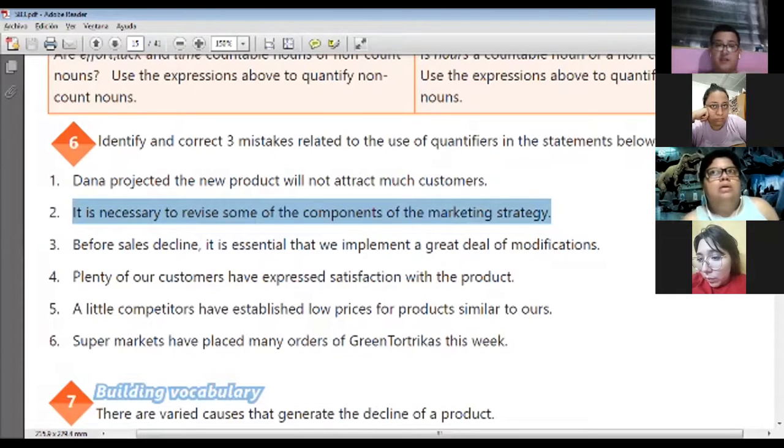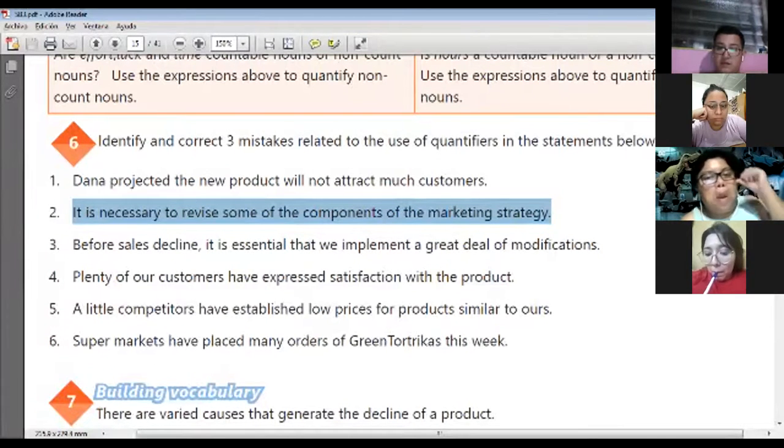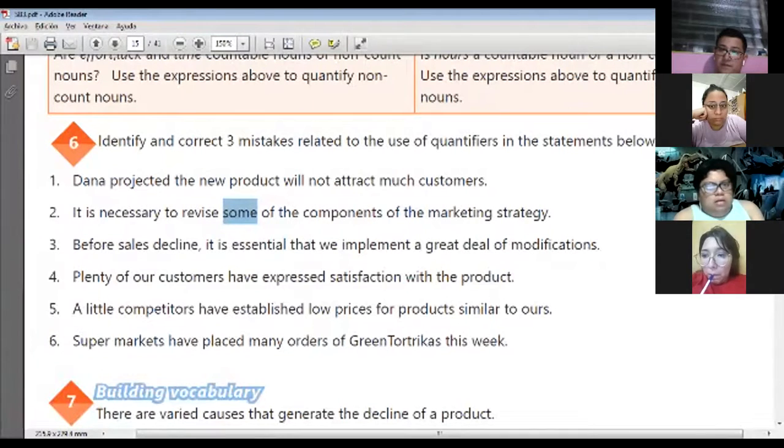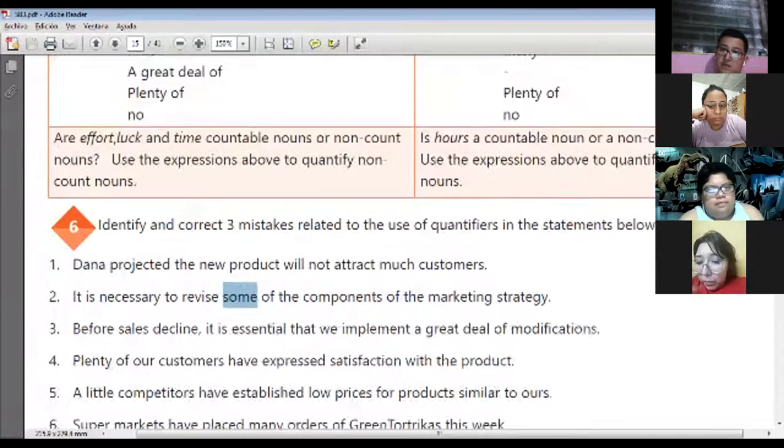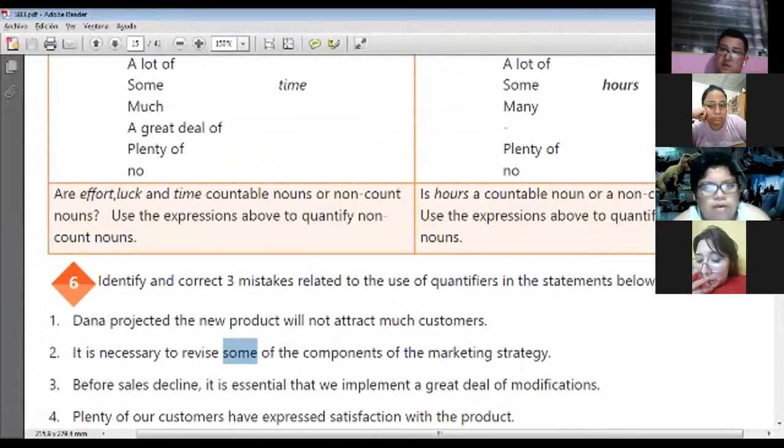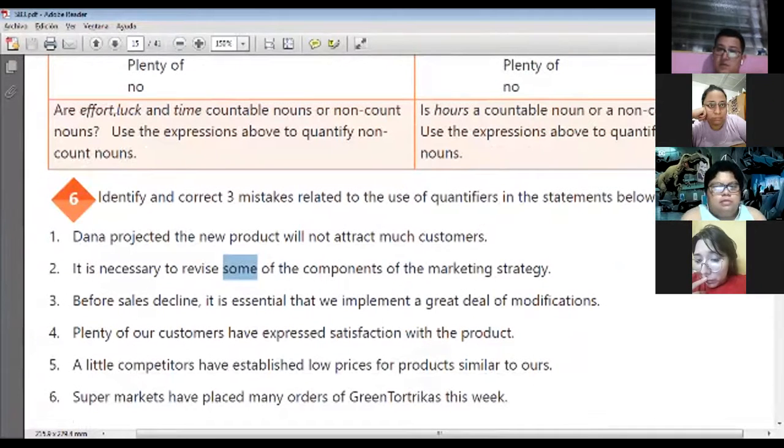It is necessary to revise. Many, I think. Many of the components of the marketing strategy. Okay, what do you think, Carla? Is that right? Shall I say it is necessary to revise many of the components? A lot of. A lot of, maybe. Enough? Let's see. We can quantify the components. Go back to Josue.